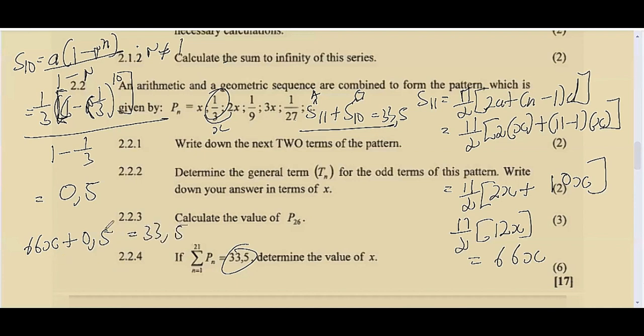Now, what can we do? Take this 0.5 over to this side. So we have 66x is equal to 33.5 minus 0.5. So we have 66x is equal to what? 33. Then we can divide both sides by 66.